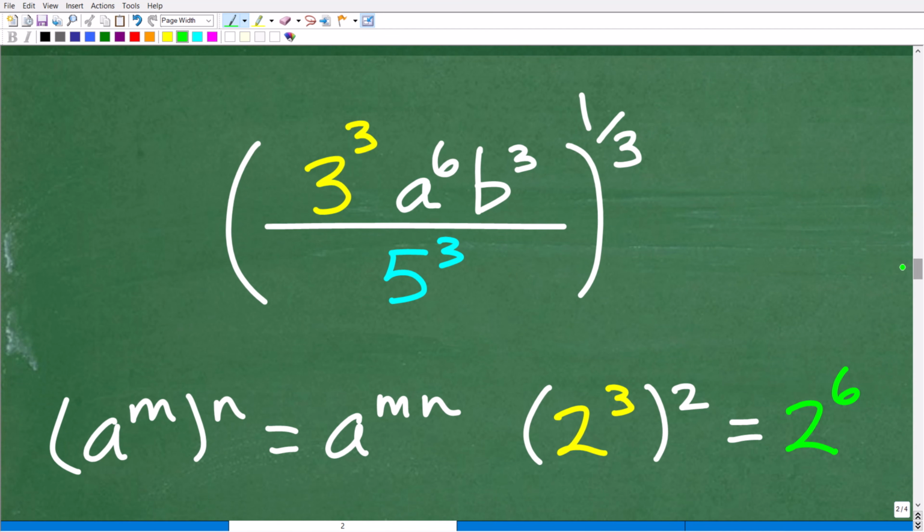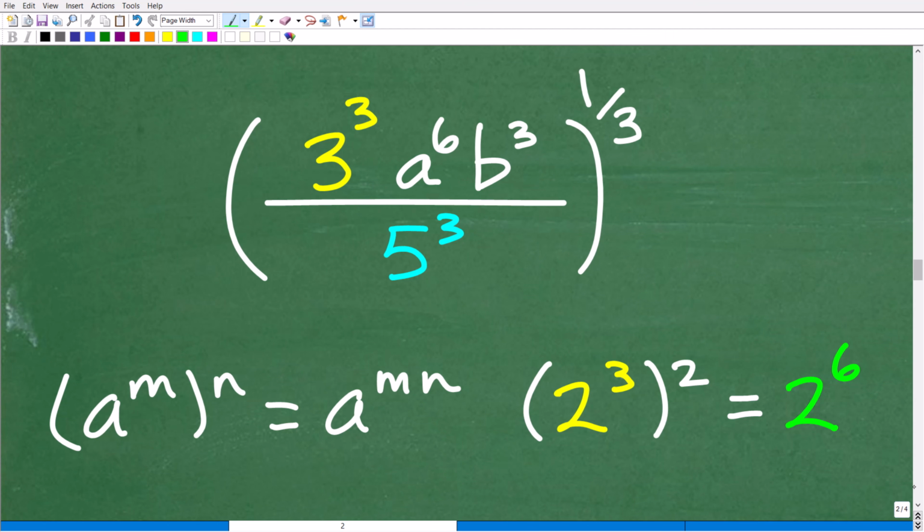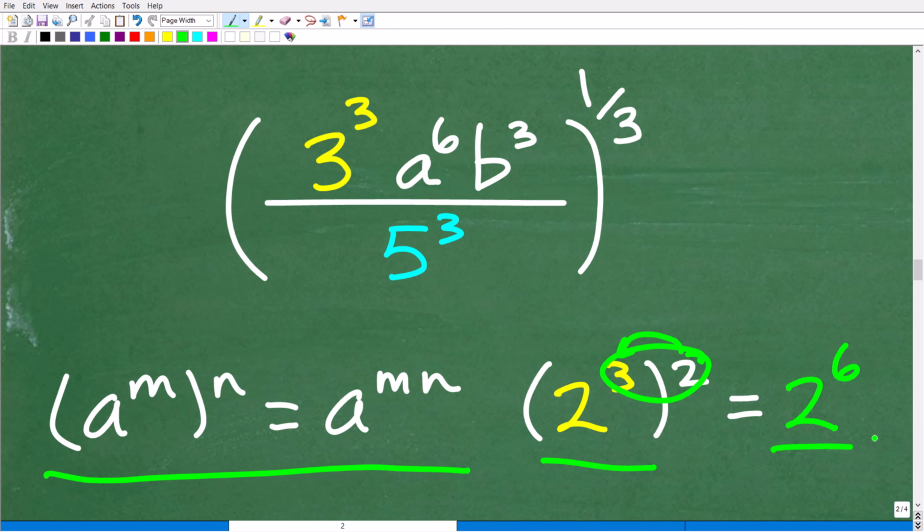So what we have to do is understand that we have a big power here. We got a lot of powers actually. Each one of these things has a power to another power. There's an outside exponent. So the property of powers and exponents you want to keep in mind is the following. This is formally how it's written: a to the m to the nth power is equal to a to the m times n. What does that mean? It simply means that when you have a power to another power, like 2 cubed squared, what we can do is multiply that outside exponent by that inside exponent. So 2 times 3 is 6, so that's equal to 2 to the 6.